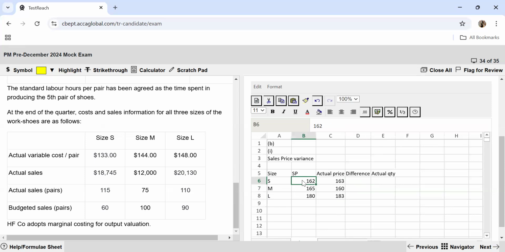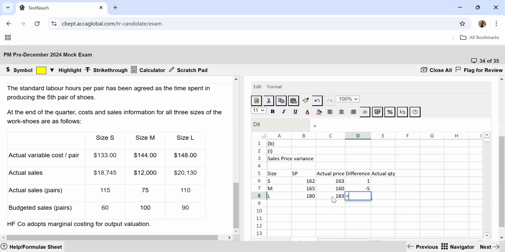I should have sold it for 162. I sold it at a greater price. That means I have done something good. I have a difference of 1 favorable. Then similarly over here, I should have sold it for 165, but I sold at 160. So that's bad for the business. I sold it at a cheaper price. So that makes it an adverse variance.